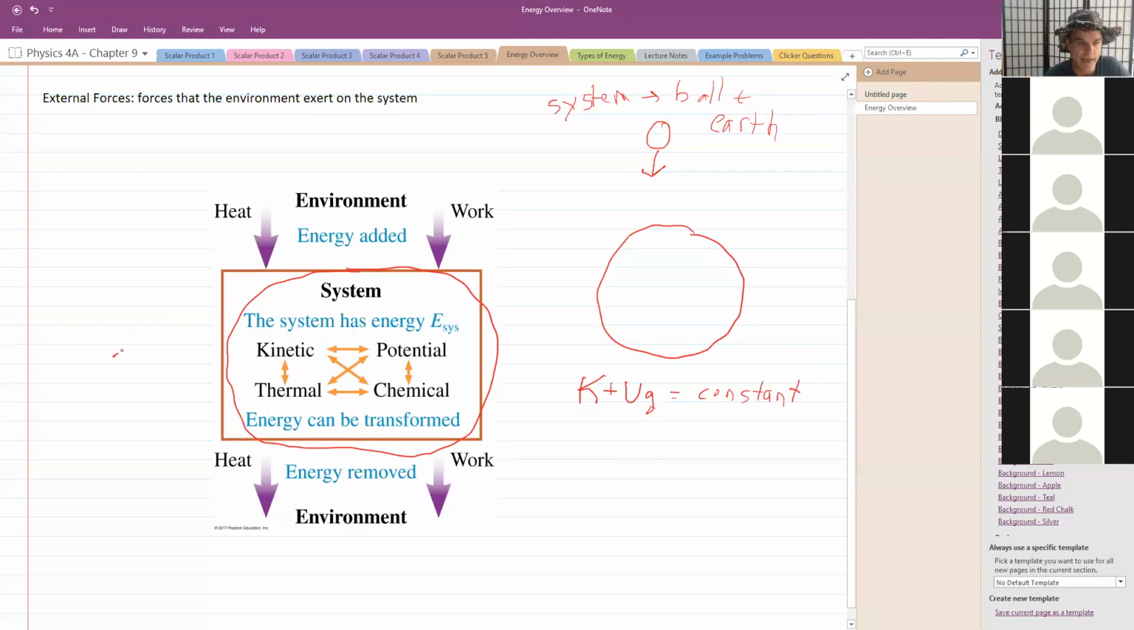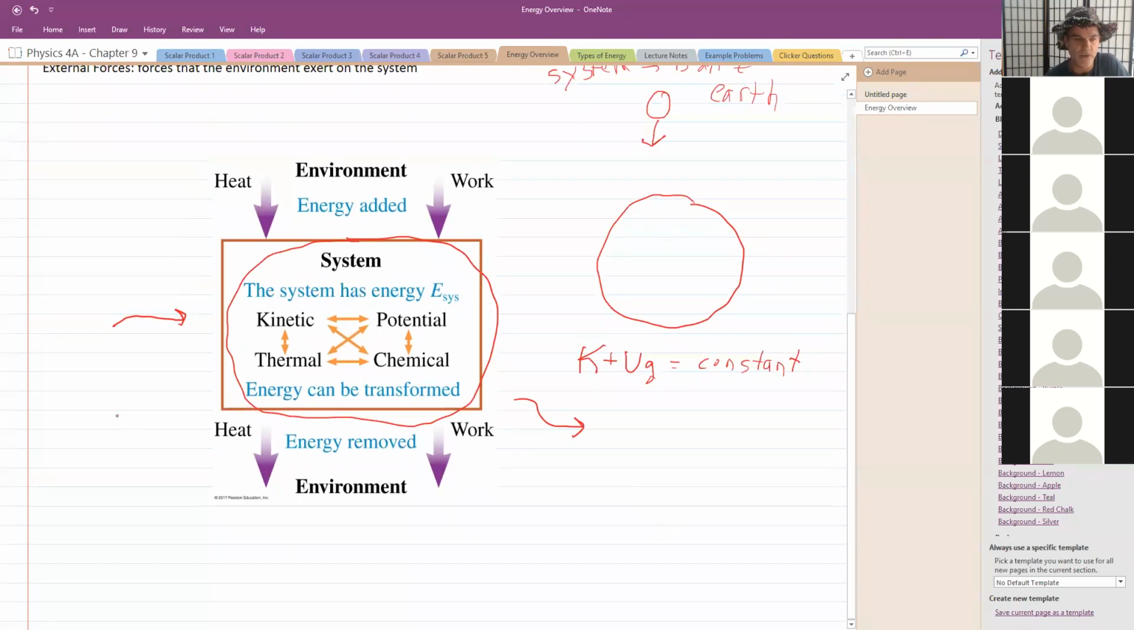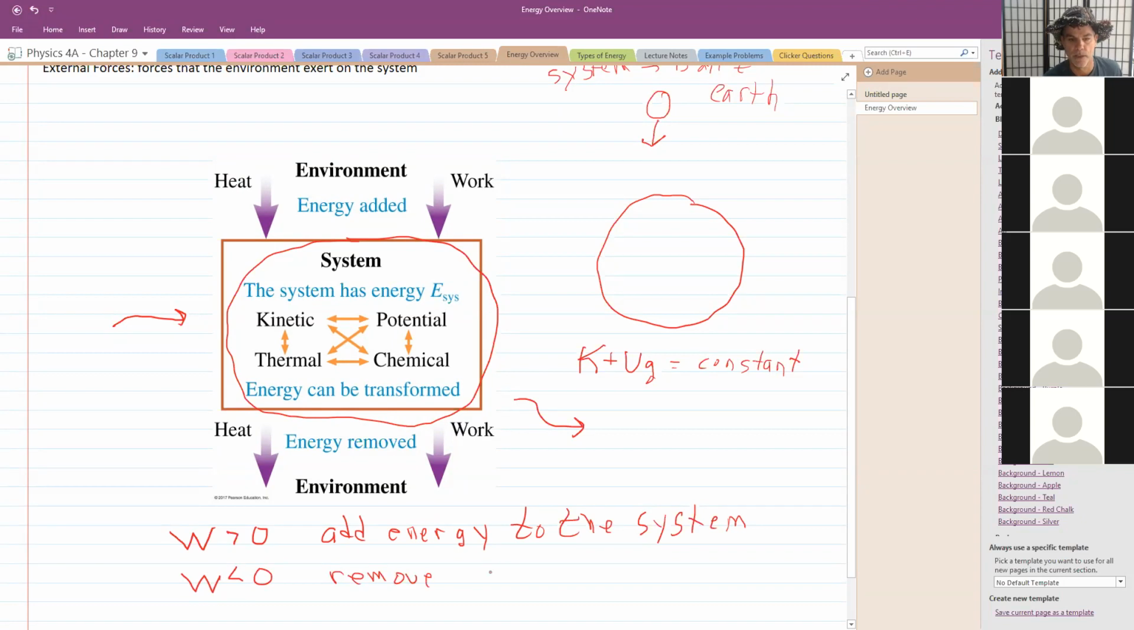Now, how do I add energy to a system or take energy away from a system? The answer is doing work on it. If I do positive work on a system, and we haven't gotten to the definition of work yet, it's all conceptual, I add energy to the system. And if I do negative work on a system, I remove energy from the system.